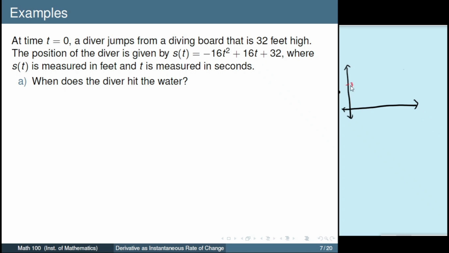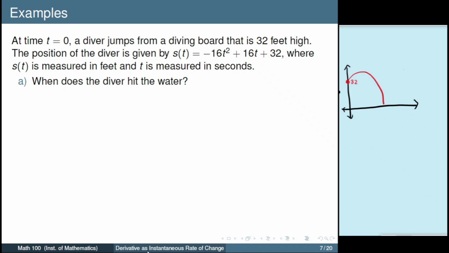So at t equals 0, the diver is at 32 feet high. So let's say this is 32, and this is our starting point. This is at t equals 0, the height is 32, and the diver jumps in a motion of a parabola opening downward, so something like this.